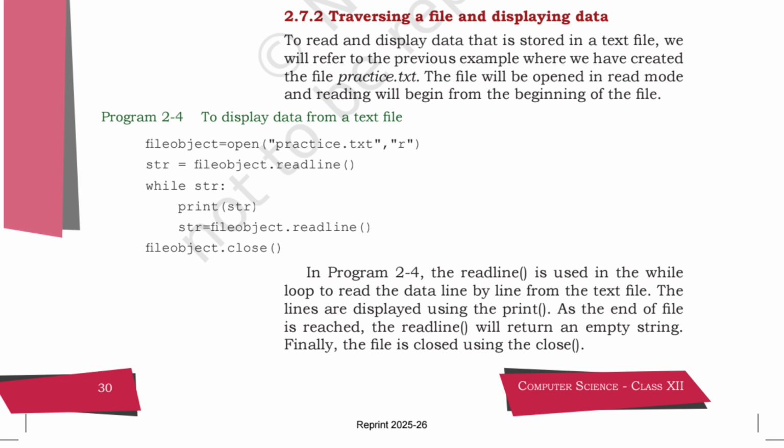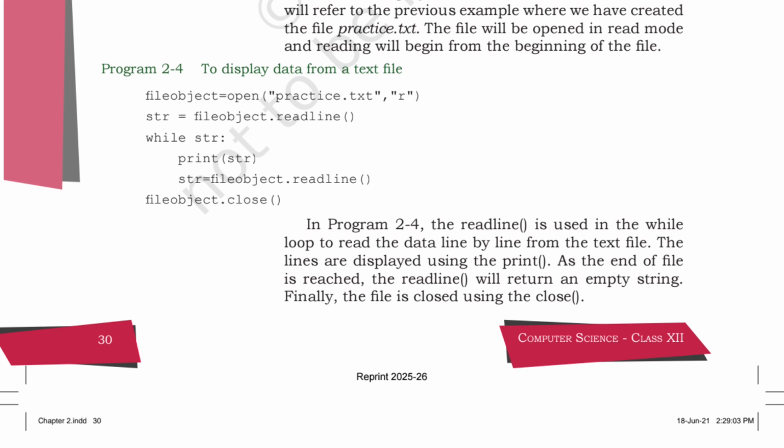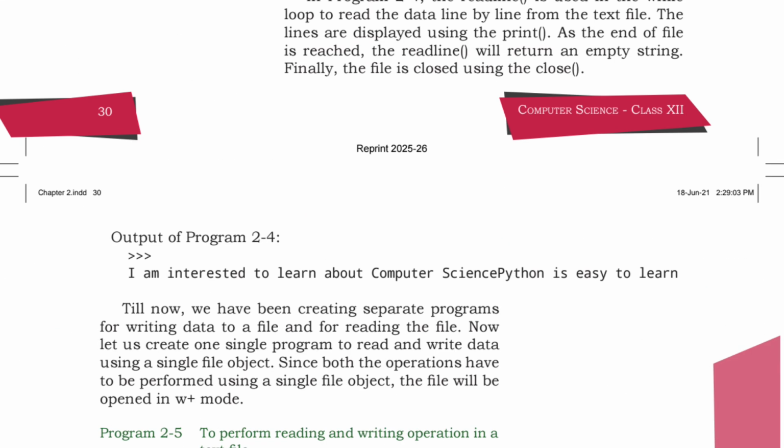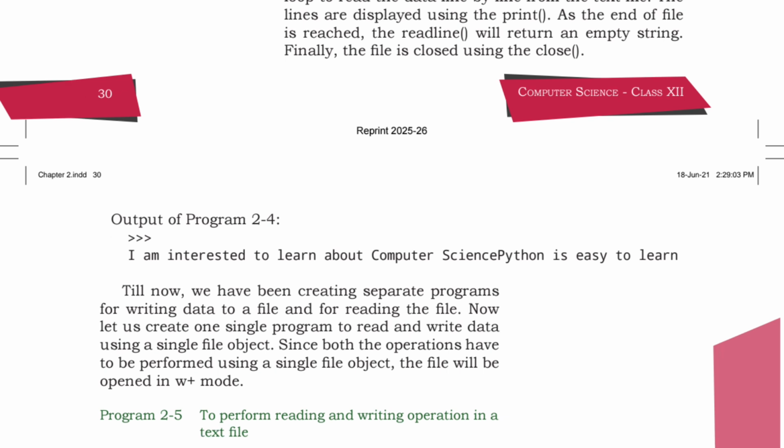Over here we are taking the practice.txt file. Firstly we are opening it, we are reading it, and we are using readline over here. Again we are printing the string, again using readline, and finally we are closing it. So we are using readline, print, and the close method. This is the output: I am interested to learn about computer science. Python is easy to learn.